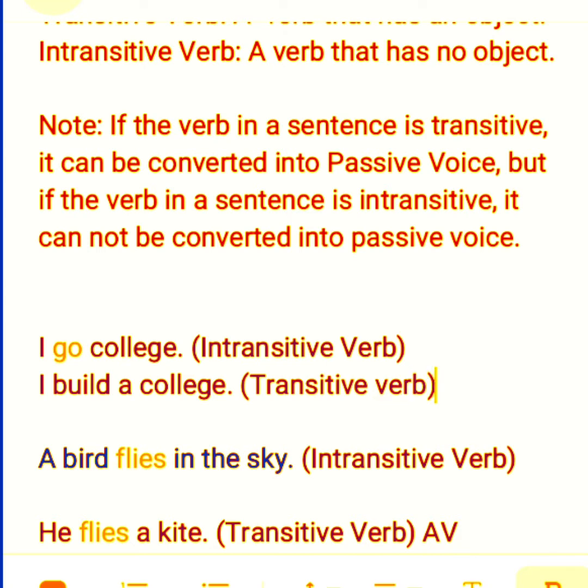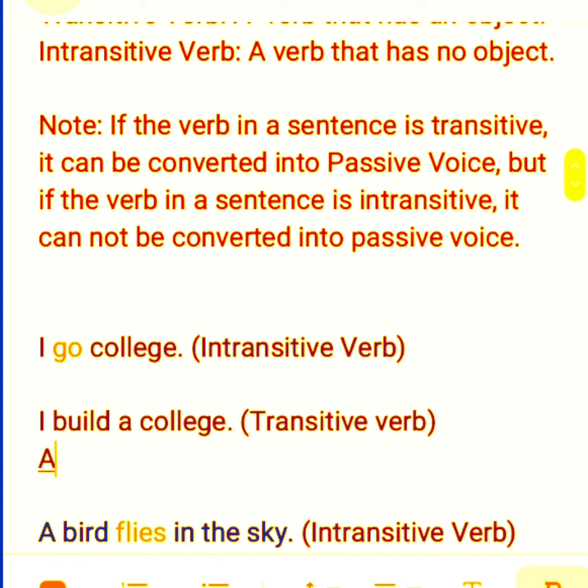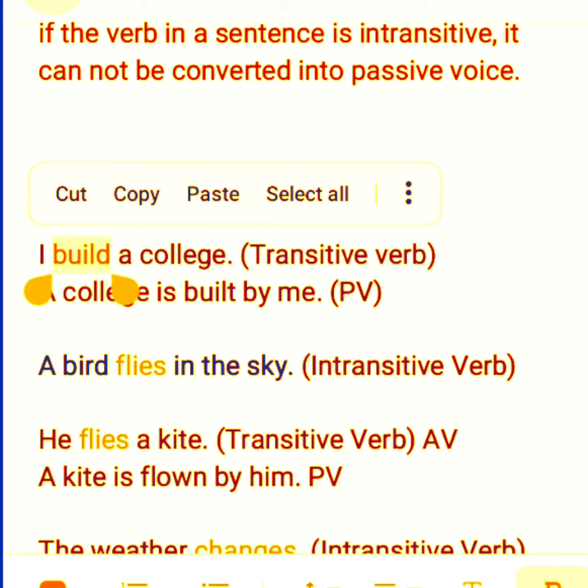Okay. Now we can change this into passive voice. Look at this. A college is built by me. This is the passive voice. College is built by me. Okay, so because this verb is transitive, this verb is transitive.